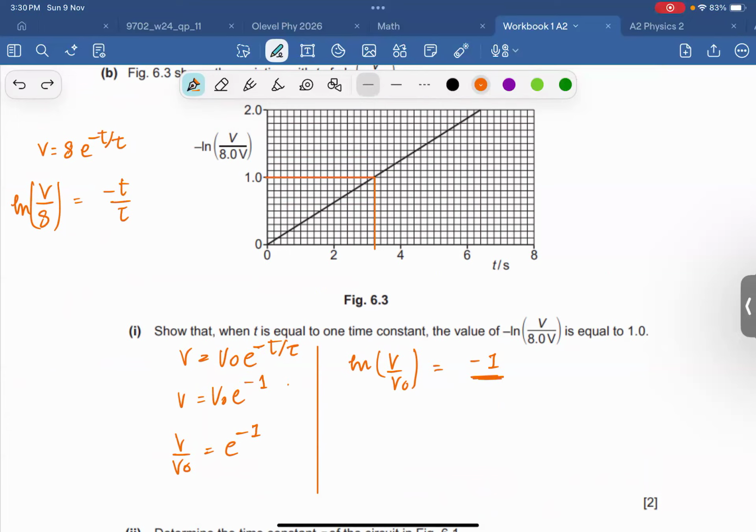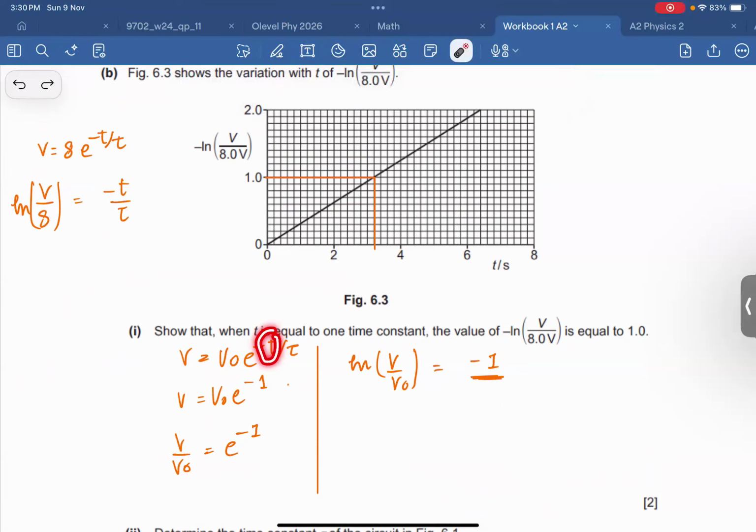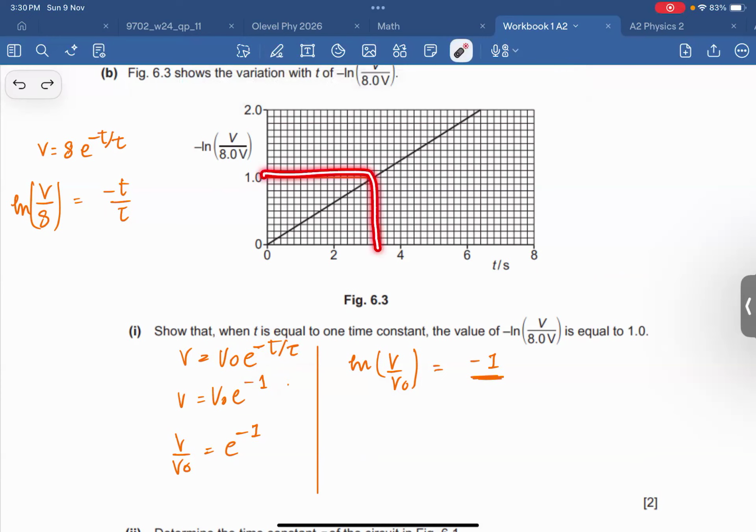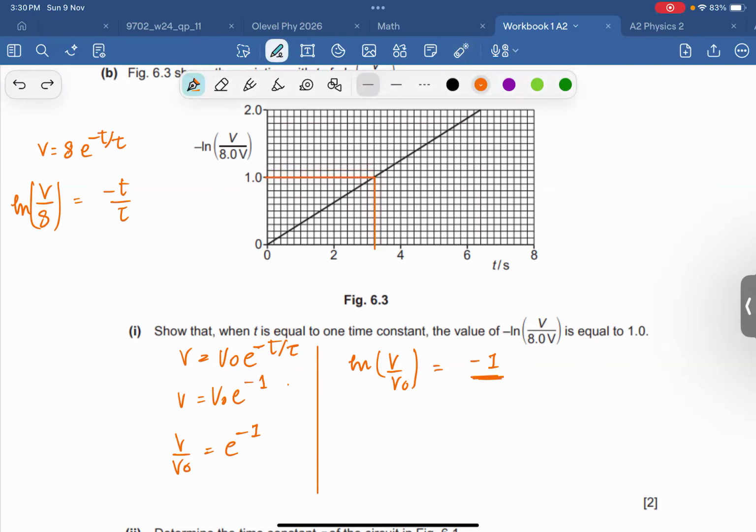So this is just one. We consider t is tau, right? So both the things get cancelled out, and there's one left. That is why this negative one basically shows that this is the time constant, right? So this is the time constant.